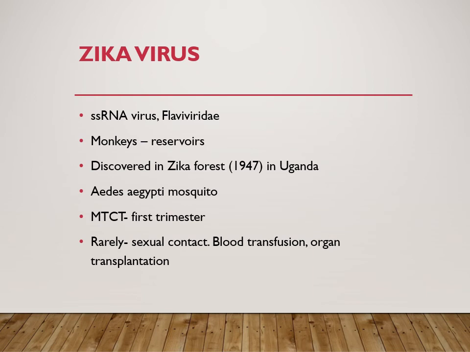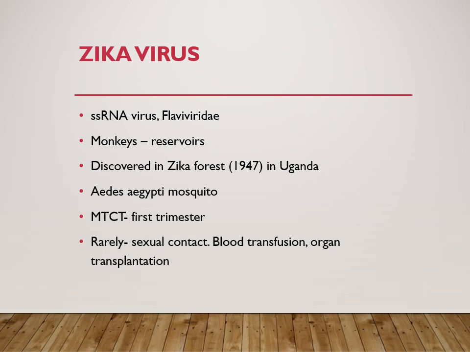Then comes the Zika virus. This Zika virus is a single stranded RNA virus. It belongs to the Flaviviridae family. Monkeys are the reservoir. It was first discovered in the Zika forest in Uganda. Therefore, it was named Zika virus in 1947. It is transmitted by the Aedes aegypti mosquito.